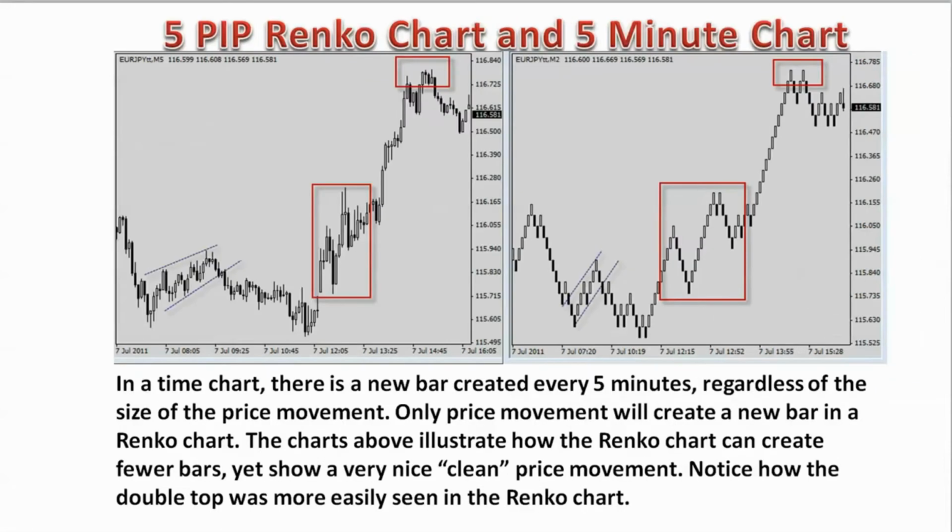What I did want to show you here was a 5 pip Renko on the Euro Yen against a 5-minute time-based chart of the same time period. You can see, for example, look at our trend lines there and over here. You can see the 5 minutes there, and look how smooth it is with the Renko. So it really gives you a very clean chart. However, you lose a lot of information as well.